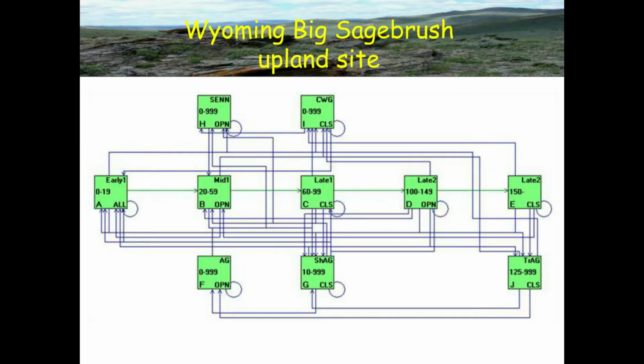Here's how you do the state and transition model. This is the VDDT software. It's now the interagency software for LANDFIRE and for modeling fire regime condition class.